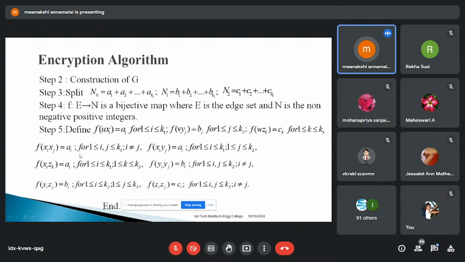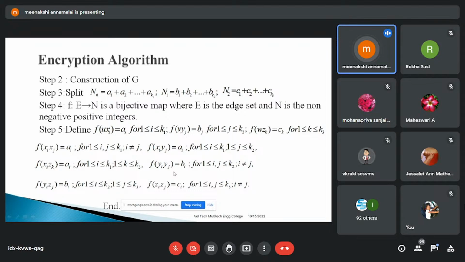I labeled f of xi xj is equal to ai, and f of xi yj is equal to ai. What I did is where the edge started. The edge started with xi, so I assign ai. Look at here, yi zj, so I assign bi. Here, f of zi zj, so I assign ci. This is my convenient choice. This is your choice, you may do it any way.